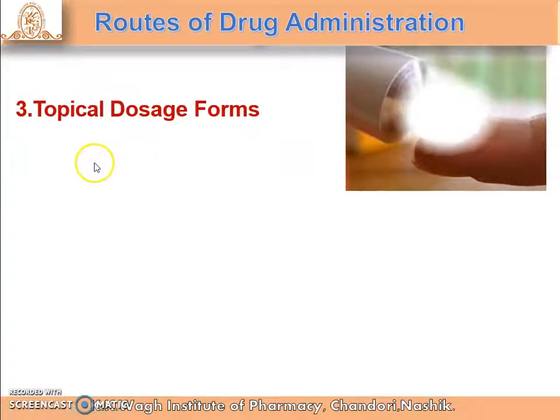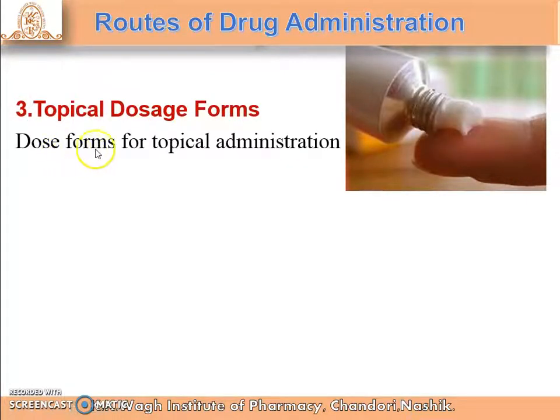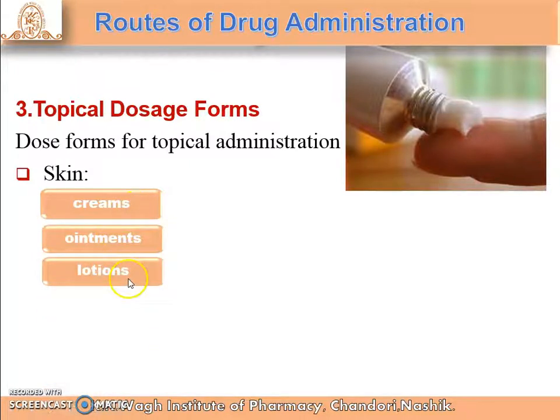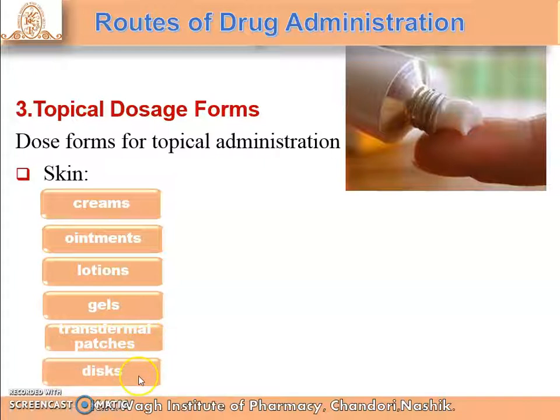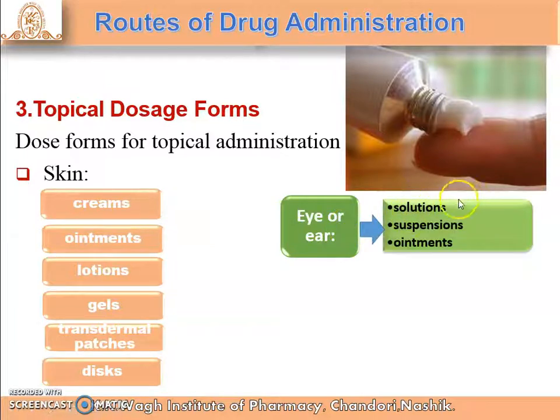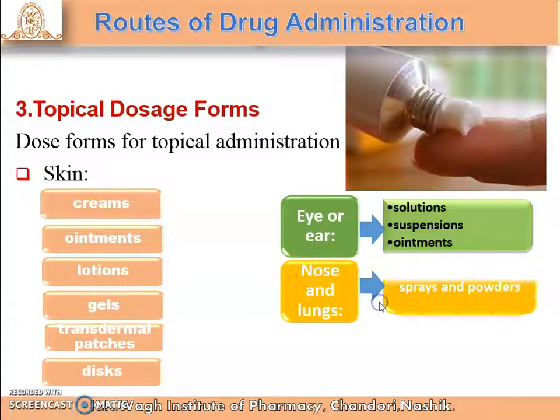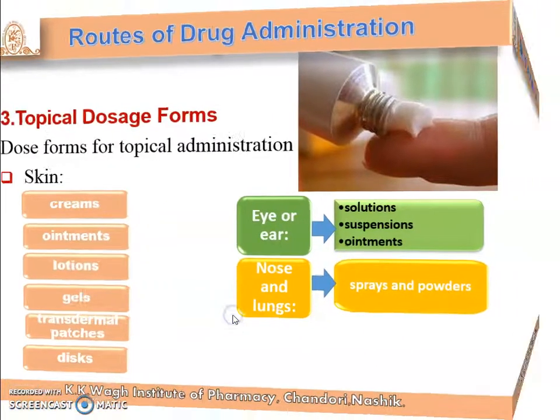Topical dosage forms basically include these. For the skin, there are creams, ointments, lotions, gels, and then transdermal patches and discs are also available. Then for the eye and ear preparations, there are solutions, suspensions, and ointments. And for lung and nose, various sprays and powders are available. These are the preparations for topical dosage forms.